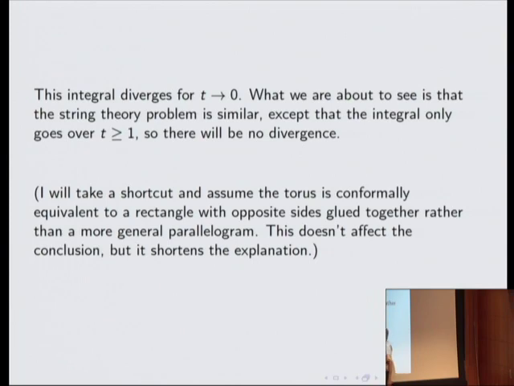Okay, now the divergence is going to go away. What we're going to see in a moment is that the string theory problem is similar, except that t, instead of going from 0 to infinity, will only go from 1 to infinity. So there won't be any ultraviolet divergence.